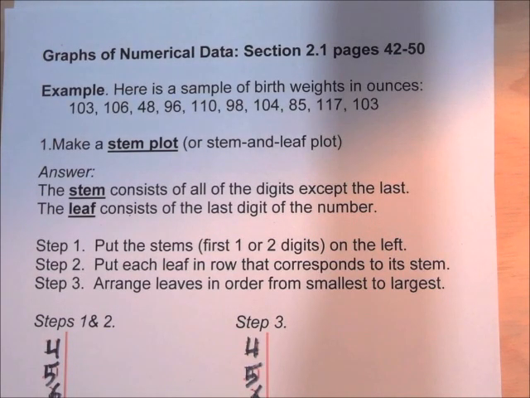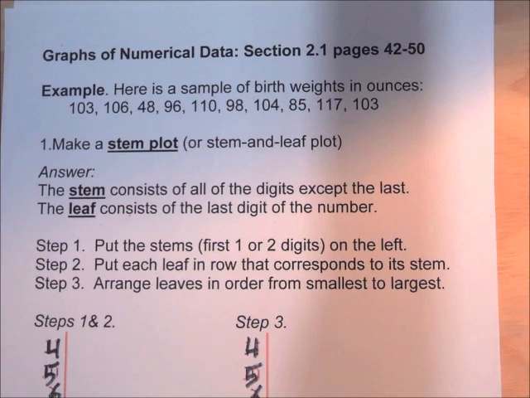This will deal with graphs of numerical data. So here we have a sample of birth weights in ounces, 103 ounces, 106 ounces, 48 ounces, 96 ounces, and so forth. And there's various types of graphs we can make. I'll start out with a stem plot, also called a stem and leaf plot. The first one or two digits is going to be the stem. The last digit will be the leaf.